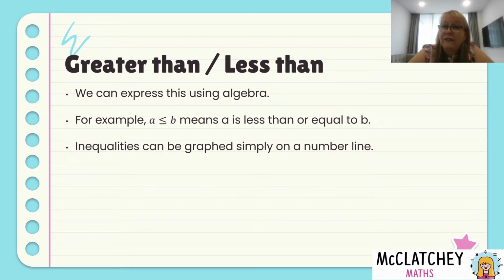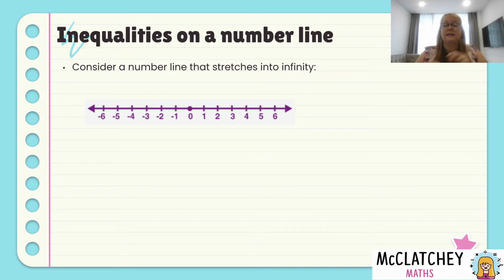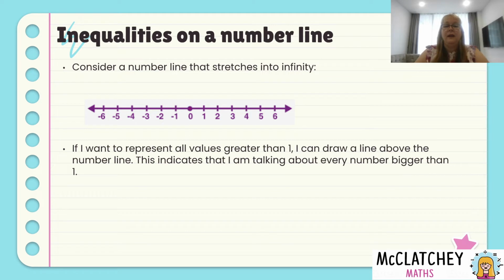Now we can also graph inequalities very simply on a number line. So here is what a number line looks like. It's going to stretch into infinity on either side. So if I want to represent every value that's more than 1, what I'm going to do is draw a line above the number line that's going to look like this. You'll notice that it doesn't quite start on the number 1, and that's because we need a little symbol here to explain something else, which I'm going to get into in a moment. But basically we want this arrow, it's all values greater than the number 1, so it's going to stretch into infinity, pointing towards the bigger numbers.